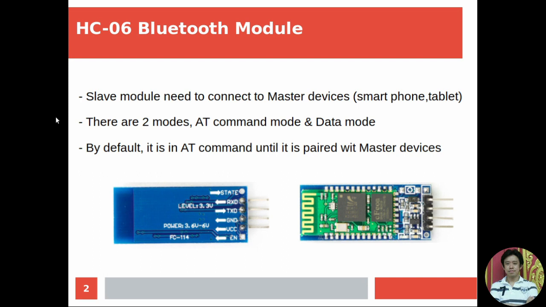For AT command mode, in this mode, you can configure your module, such as you can configure the value of the baud rate or pin or name. And data mode allows you to transmit and receive data between Arduino board and smartphone or tablet. But by default, when you connect the module to Arduino board, it will be in AT command mode until the module is connected with the master device. It will go to data mode automatically.